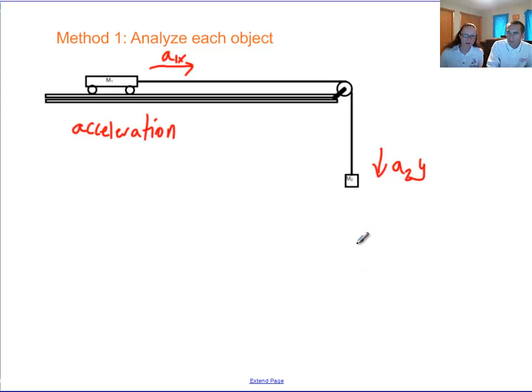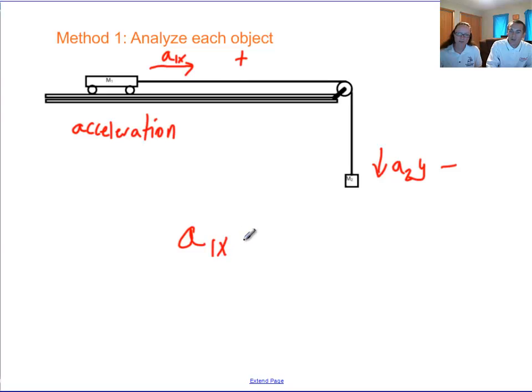If you think about that, they're accelerating with each other, right? The string is holding them together. So whatever this one accelerates at, this one accelerates at. So their magnitudes are going to be the same, the size of it, and we need to think about their direction. This one's going to accelerate in a positive direction, but that one's going in a negative direction, but it's still going to be the same size, just a different direction.